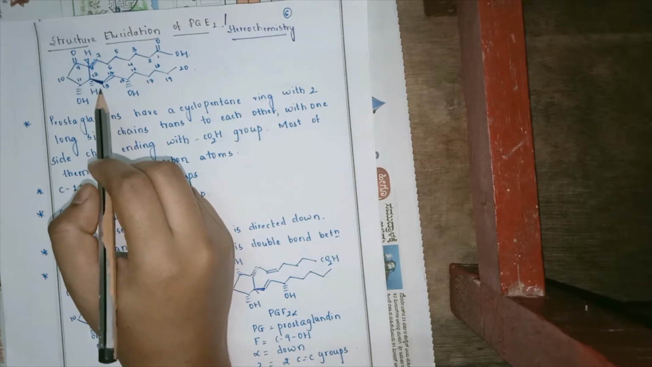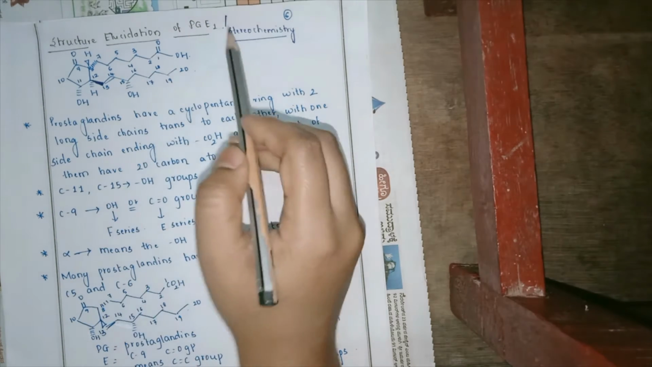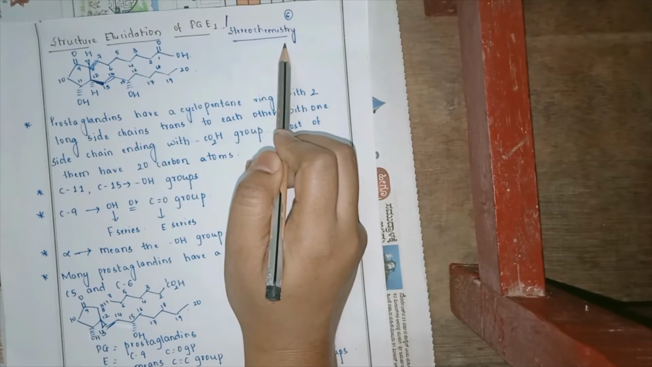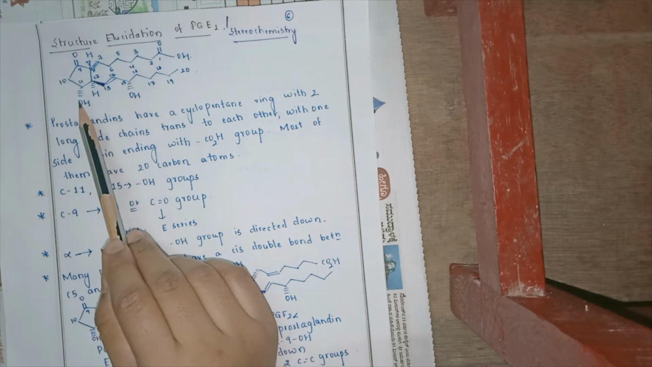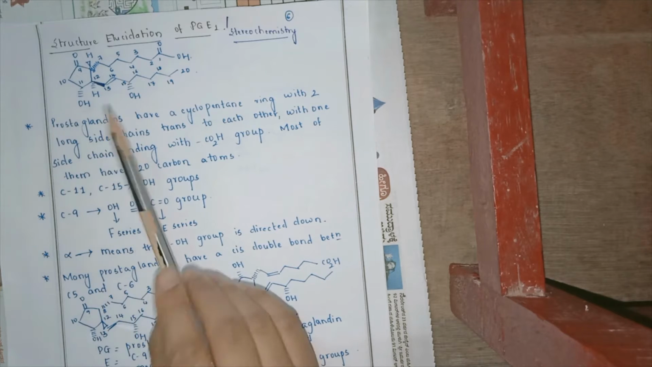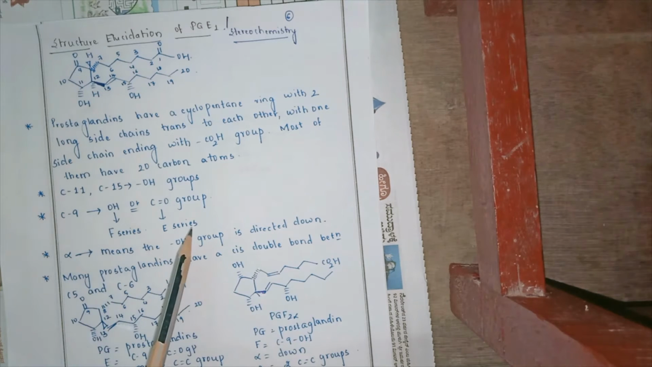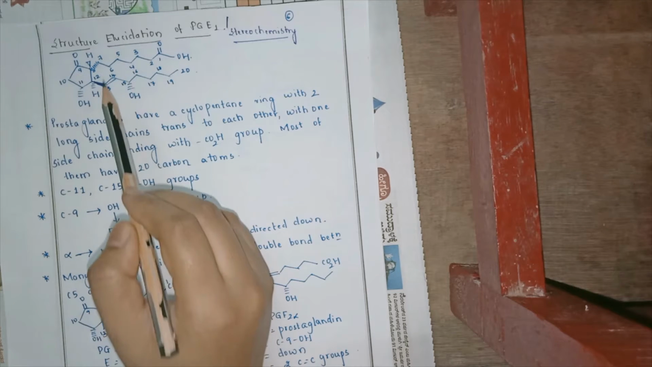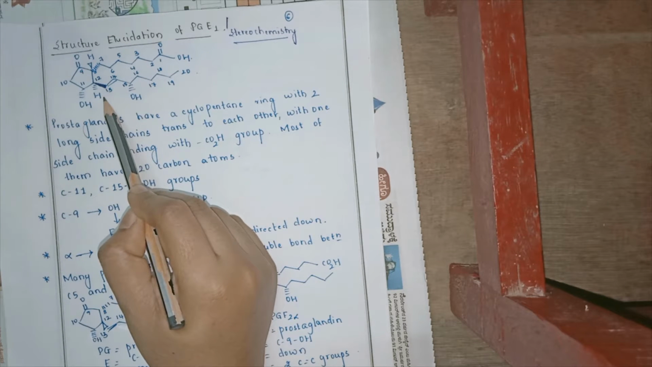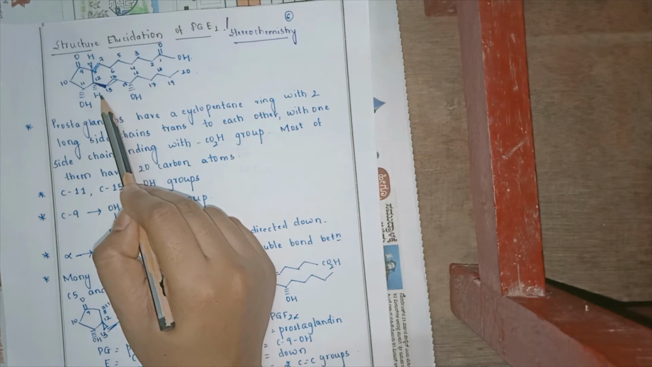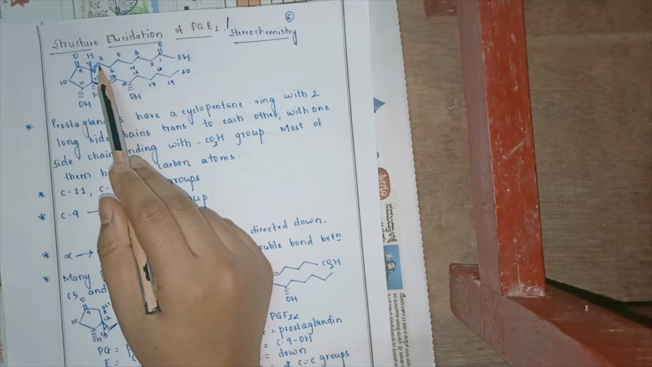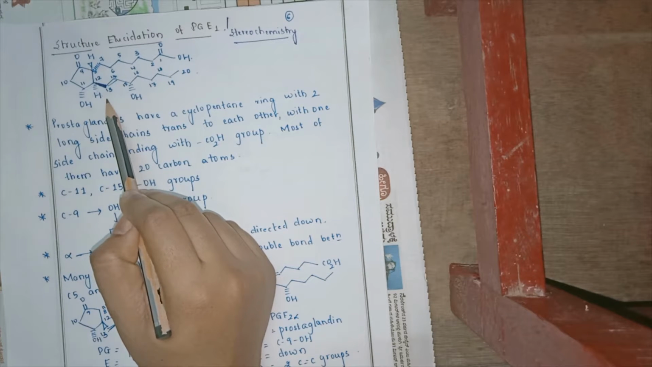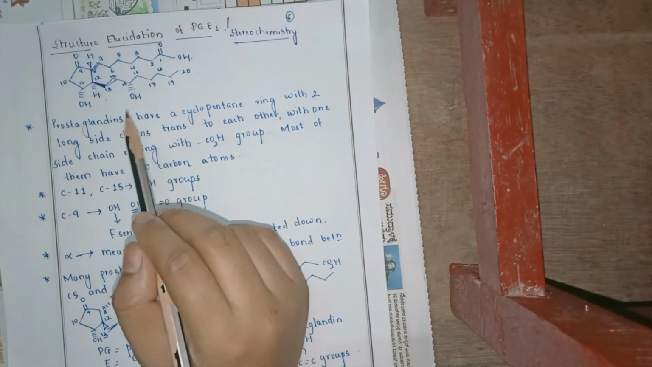Hello everyone. So we'll be looking into the structure elucidation of PGE1 with the stereochemistry. We have already seen that prostaglandins are cyclopentane-containing ring groups with long side chains, and also they have got double bonds. But these long chains, their stereochemistry is that they are trans with respect to each other. That means at position number 8 and position number 12, when I look at the carbon atoms, they both are trans with respect to each other. This speaks about the stereochemistry.